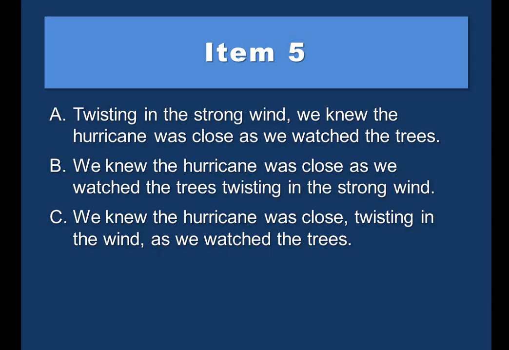We knew the hurricane was close as we watched the trees twisting in the strong wind. Yes, it was the trees which were twisting in the strong wind and not we. C part now. We knew the hurricane was close, twisting in the wind. No. Hurricane was close and what was twisting in the strong wind? It was the trees. So choice B should be the correct answer here.